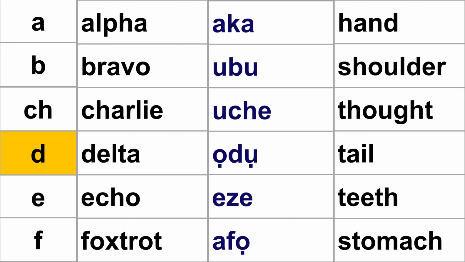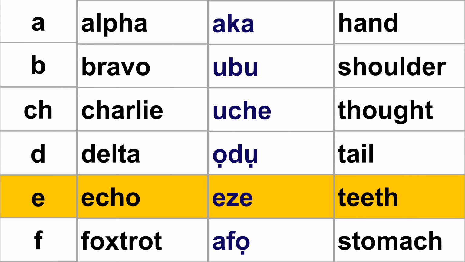De, delta. Odun. Odun is tail. E, echo. Eze. Eze is teeth. So note here, A is always A, unlike in English.